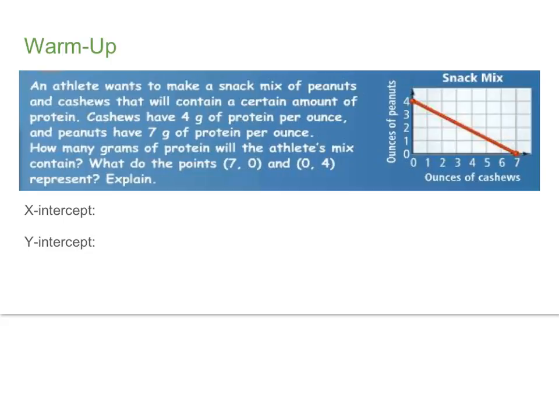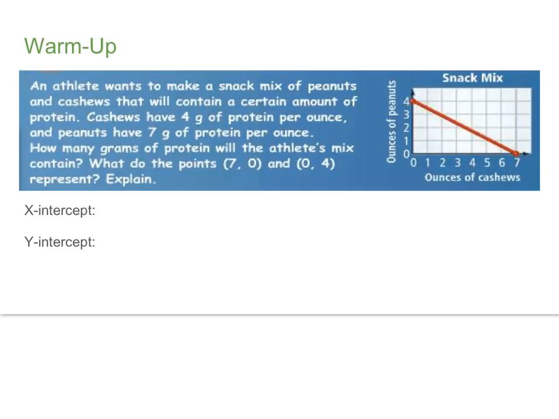Warm up. An athlete wants to make a snack mix of peanuts and cashews that will contain a certain amount of protein. Cashews have 4 grams of protein per ounce, and peanuts have 7 grams of protein per ounce. How many grams of protein will the athlete's mix contain? What do the points (7, 0) and (0, 4) represent?